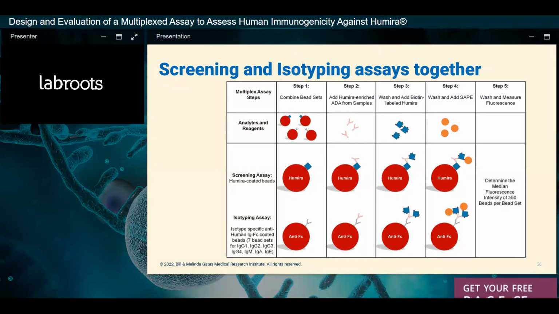And then you don't mix them with your sample. You mix them with purified anti-drug antibodies from your sample, and you allow them to bind to these beads. So if there are anti-drug antibodies present, they're going to bind to the Humira bead. And then you're going to be able to tell what isotype they are by which bead set they bind to for the isotyping portion. You come back with biotinylated drug. That's going to add a mechanism for detection. And then you add your streptavidin phycoerythrin to give you your fluorescent signal.